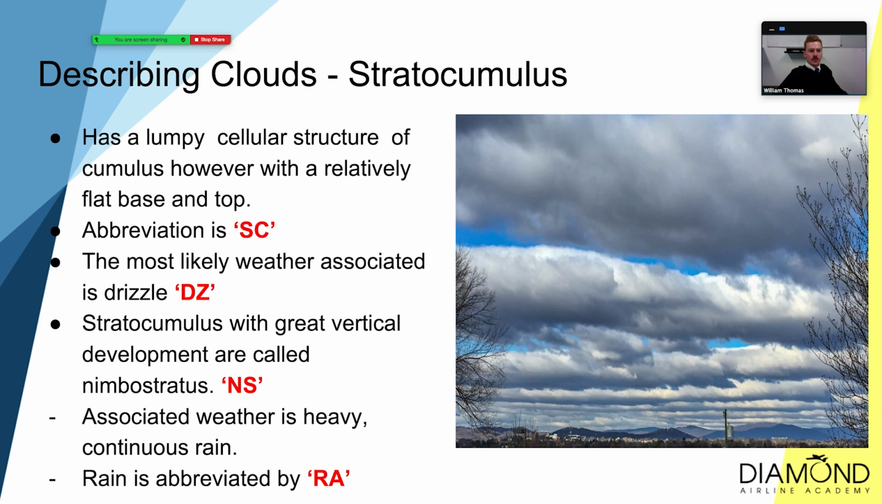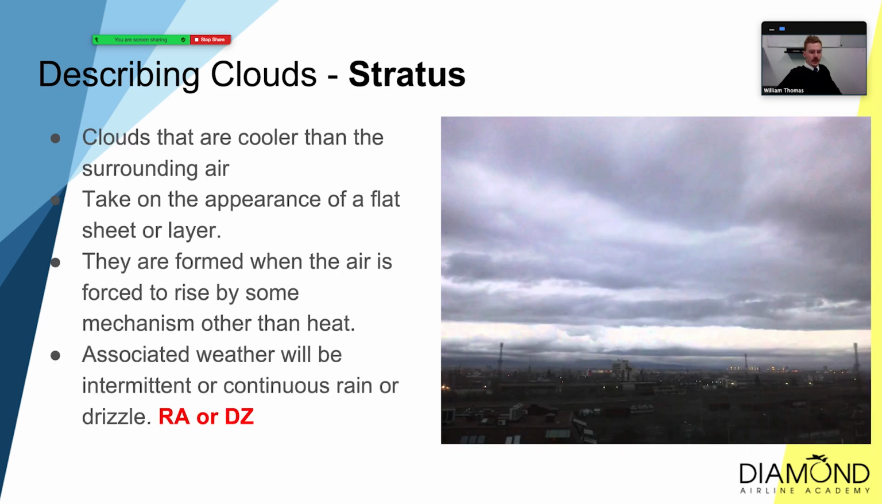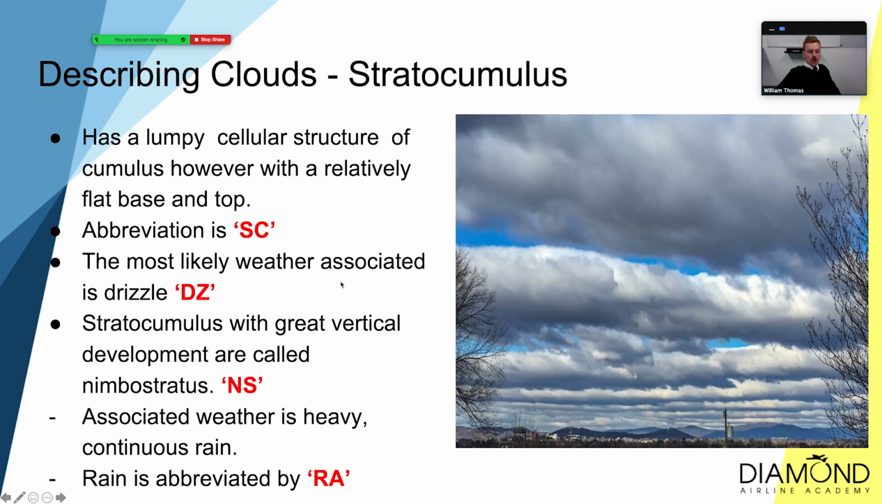Stratocumulus with great vertical development are called nimbostratus. Nimbostratus, whenever you see nimbo, that stands for rain bearing. So nimbostratus, stratus cloud with rain inside of it. A cumulonimbus is a cumulus cloud that bears rain. Nimbostratus, NS, associated weather with nimbostratus, heavy continuous rain, usually poor visibility as well. Rain is abbreviated by RA.